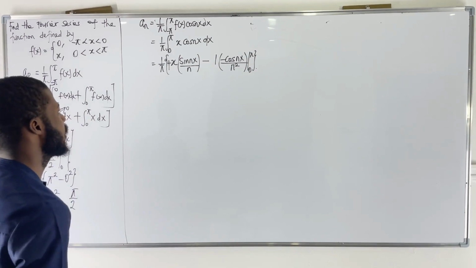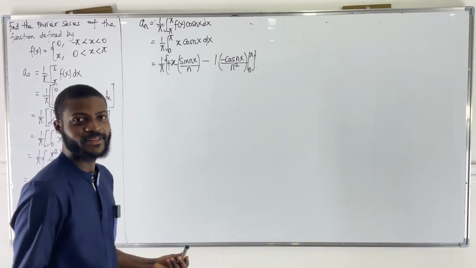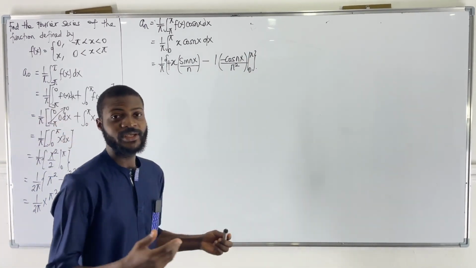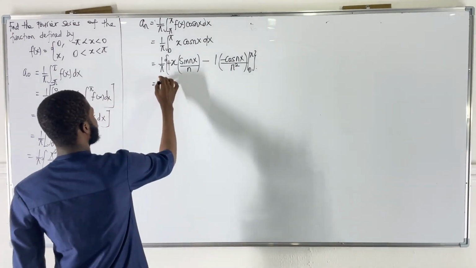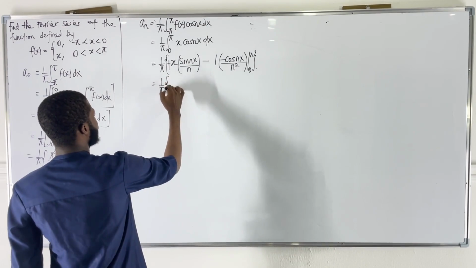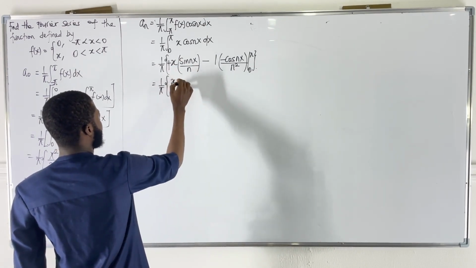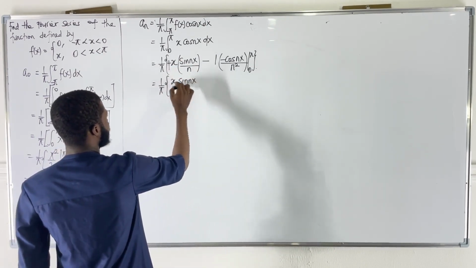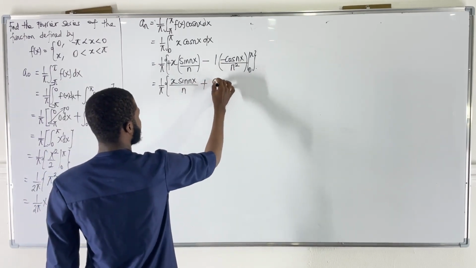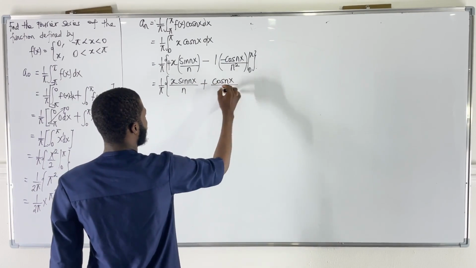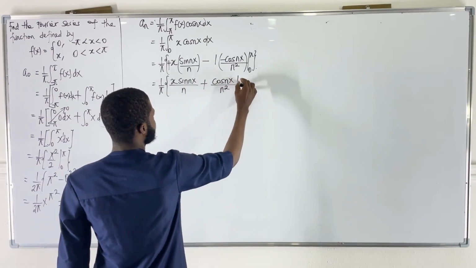All right. So you can actually use any method if you prefer. You can decide to do the integration by parts yourself. Your answer will still be the same. So this will be 1 over pi. Then when you expand, we have x sine nx all over n. Minus times minus is plus cos nx all over n squared, from 0 to pi.